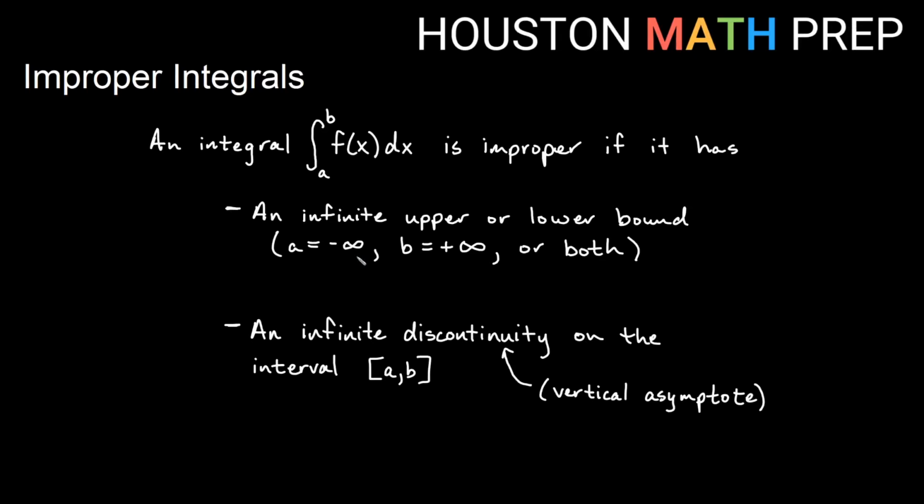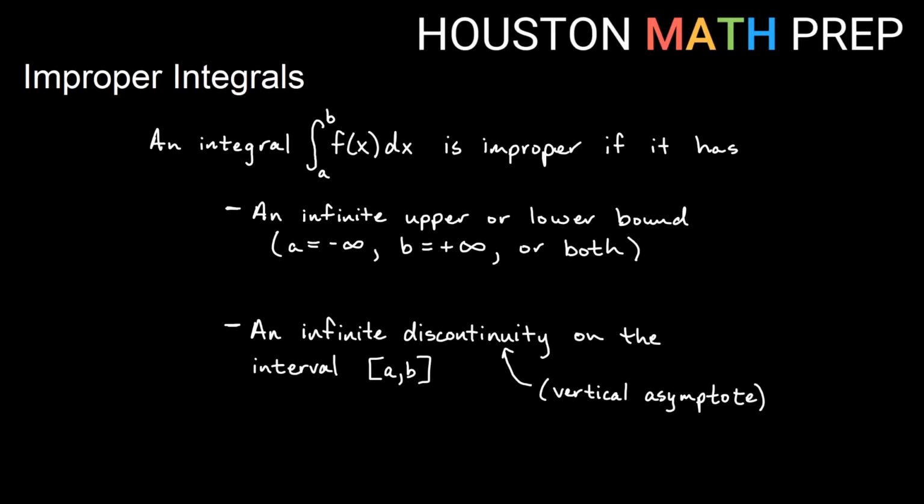A definite integral from a to b of f(x) dx is improper if it has an infinite bound. Either the lower bound is negative infinity or the upper bound is positive infinity, or if it's both, that's certainly improper as well. Also, if it has an infinite discontinuity on the interval, so it has basically a vertical asymptote either at a or at b or somewhere in between, then it will be considered an improper integral, and we'll have to do something a little bit different.